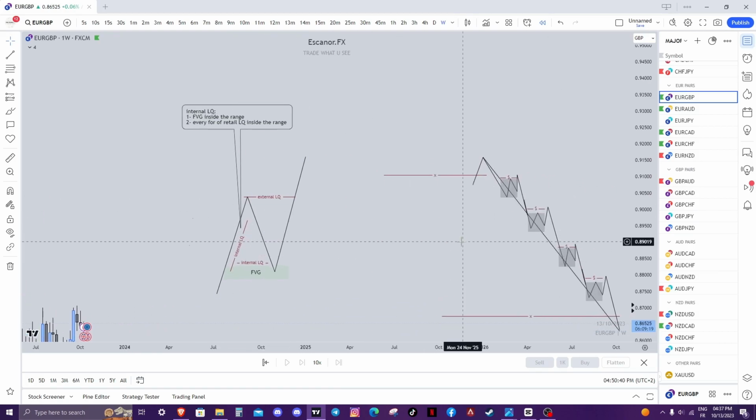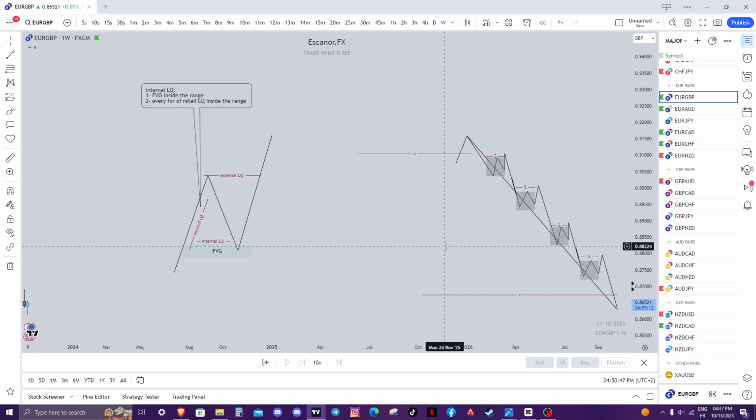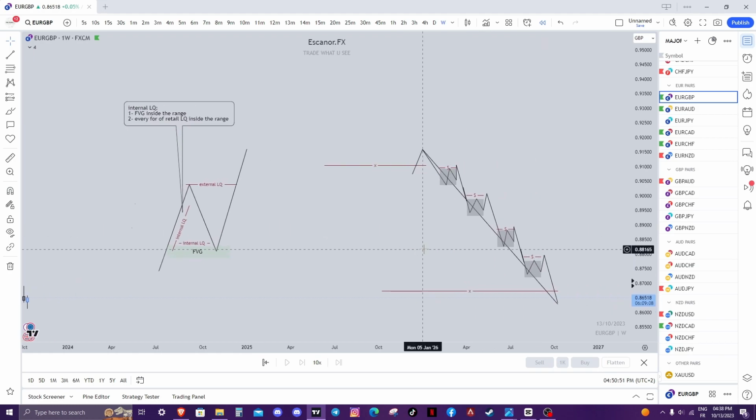So the second part of the idea, or the strategy. You can use it as a strategy. So the first thing we need to do is wait for price to tap into internal range liquidity or take external range liquidity.